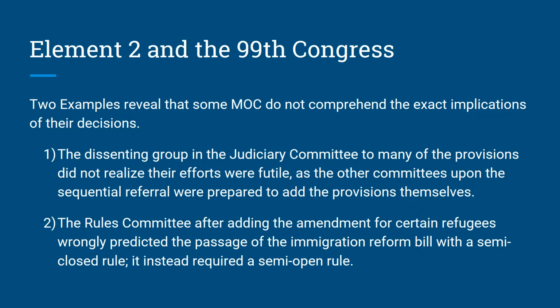Now, on the second element, lawmakers are not aware of the implications of their proposed policy change. One example is how some members in the Judiciary Committee were opposed to many provisions in the compromise. However, such provisions were proposed by other committees in the 97th Congress and would likely add those provisions again. Therefore, we can stipulate that at least some lawmakers are unaware of the implications of the proposed policy change.